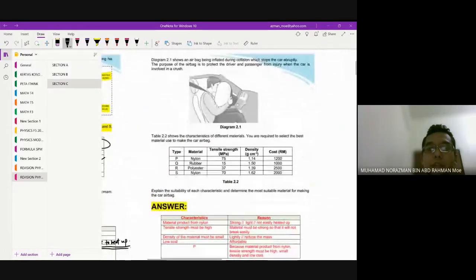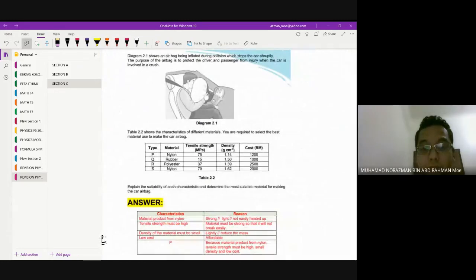Okay. Second example. Okay, first identify which concept. So airbag. So obviously this is impulsive force. Okay. Diagram 2.1 shows an airbag being inflated during collision. Purpose of the airbag is to protect the driver when the car is involved in a crash. Okay.